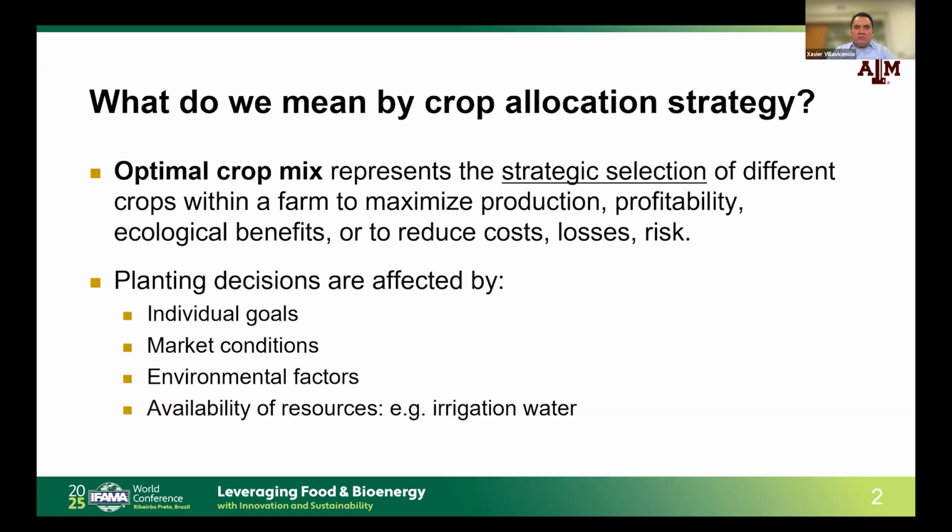But these planting decisions are affected by many factors at the same time. The first one are the individual goals. What is the most important goal for me to optimize? Also, market conditions that the farmer faces at the time that they sell the products. Also, the environmental factors. And finally, this is not the only factor that can affect, okay? I am just simplifying the reality too much. And also by the availability of resources. For example, irrigation water, that is the case that we are going to use in this presentation.